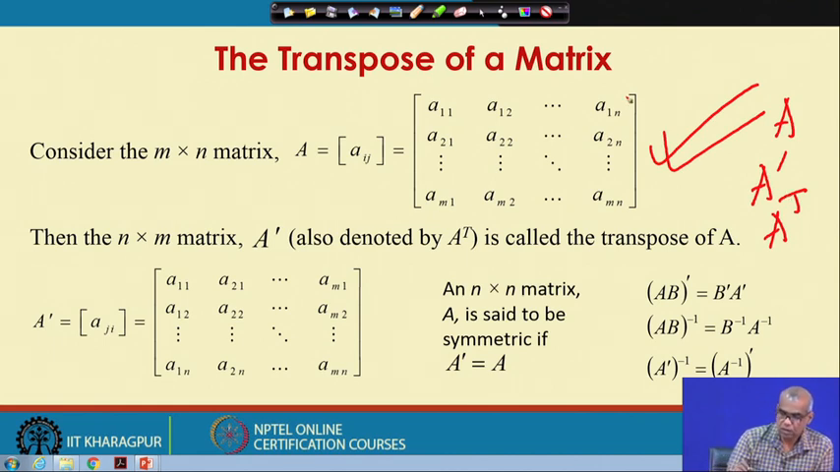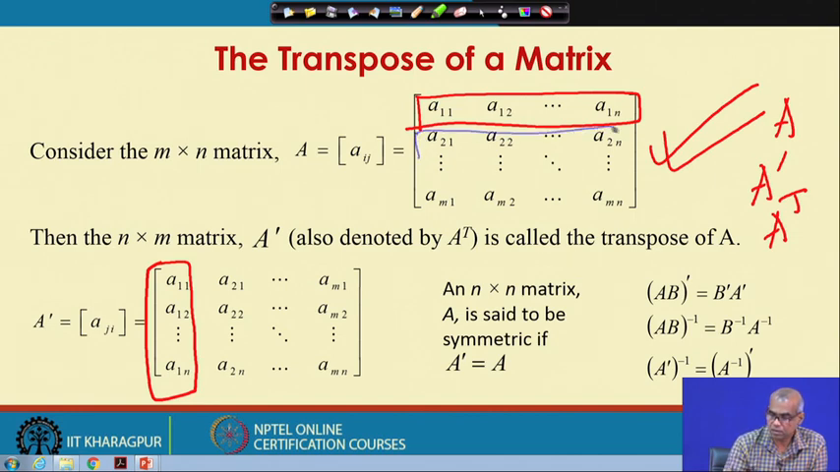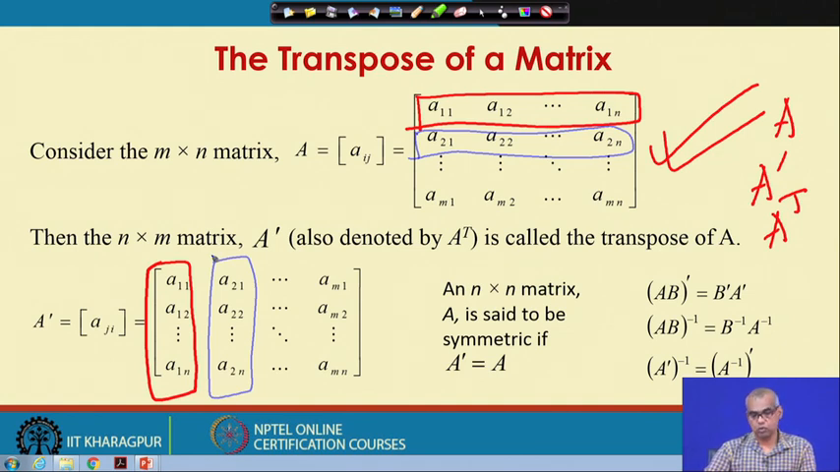So, the matrix A has this as first row. In the transpose matrix, look at here, this becomes the first column. Similarly, you have this as the second row in matrix A. So, in the transpose matrix, this becomes the second column, so on and so forth. So, the rows of matrix A become columns in the transpose matrix.